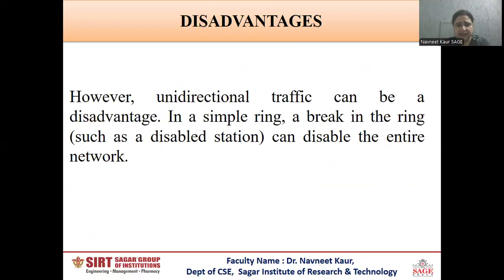The disadvantage here is that since the ring operates only in unidirectional mode, in a simple ring, a break in the ring can disable the entire network. So to fix this problem, we can have a dual ring which can travel in another direction also. One ring will be operating in one direction and another ring will be operating in the other direction, so that the entire network is not disabled when there is a break in the ring.